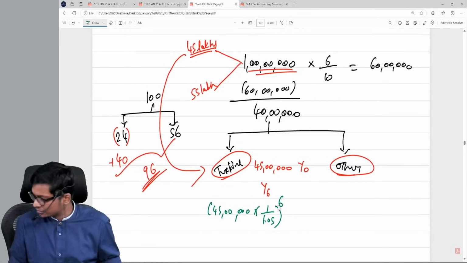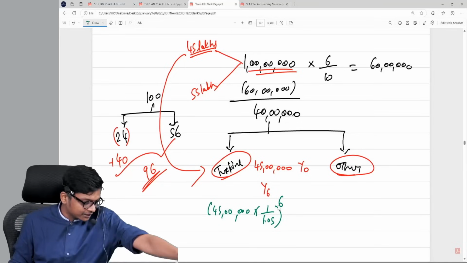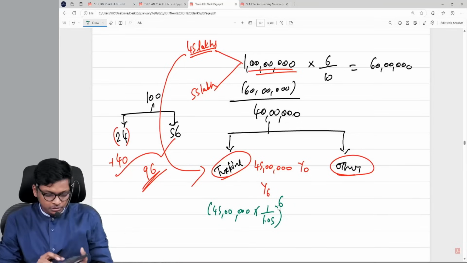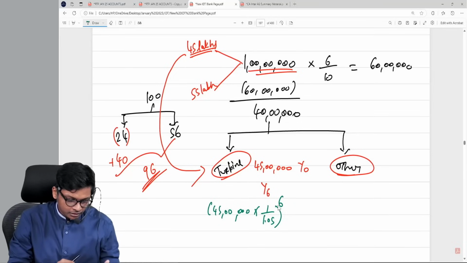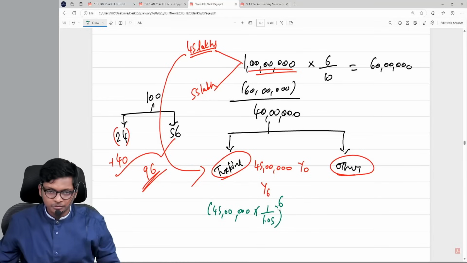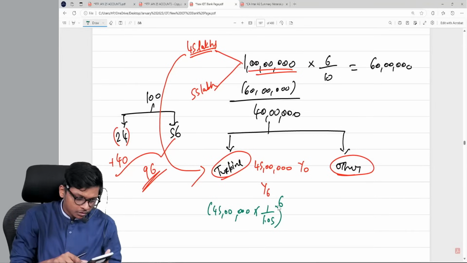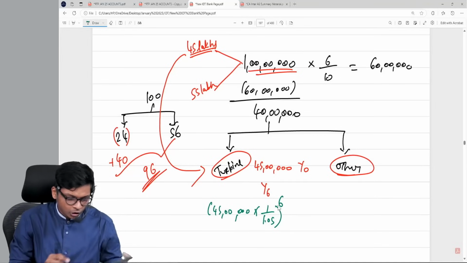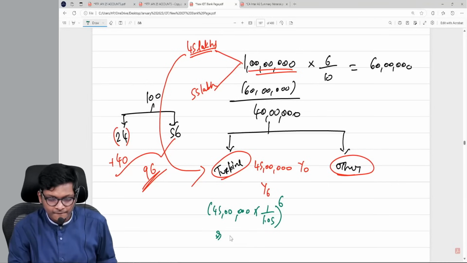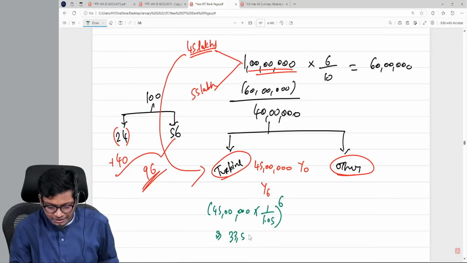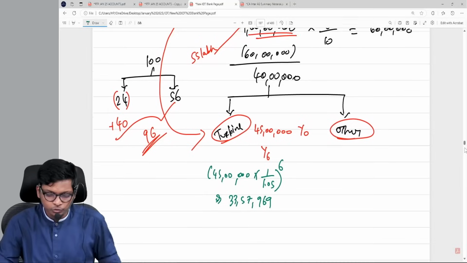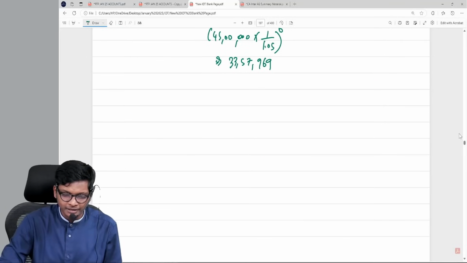How much are you getting, guys? Quickly, I don't have a calculator with me today, unfortunately. So, 1 divided by 1.05. 30,57,969. Okay, super. So what is happening here?